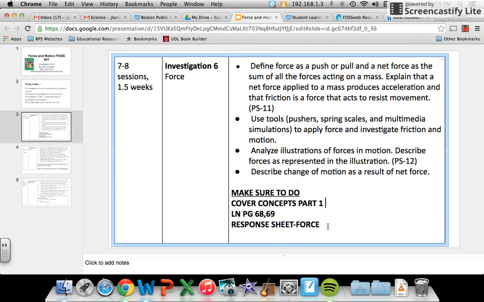You also need to make sure that you have the students do the response sheet for force in this investigation. This is also, I didn't pull it up, but this is a nice way for them to practice their claim, evidence, and reasoning writing as well.